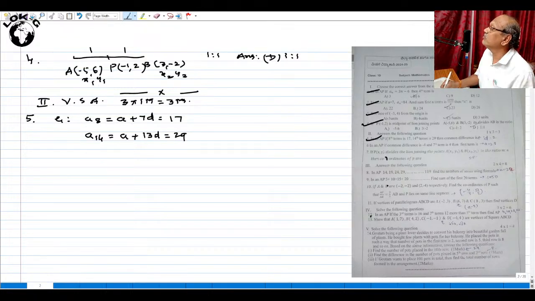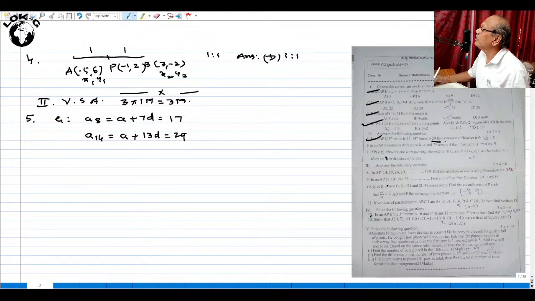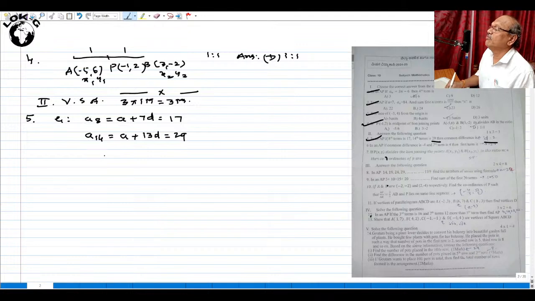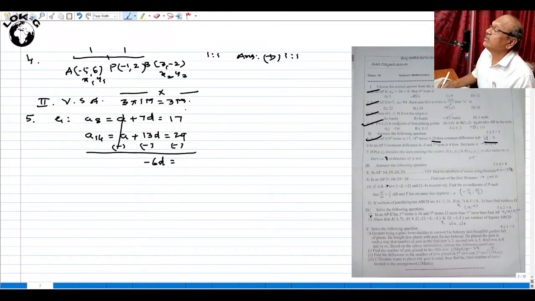Read the question carefully. The common difference is asked. Let us try to find out the common difference. It is a simple question. A and d are 2 variables. How do you solve a pair of linear equations in 2 variables? Simultaneously solve them. This method is the elimination method. You can cancel a and a. 7d minus 13d becomes minus 6d, is equal to 17 minus 29.